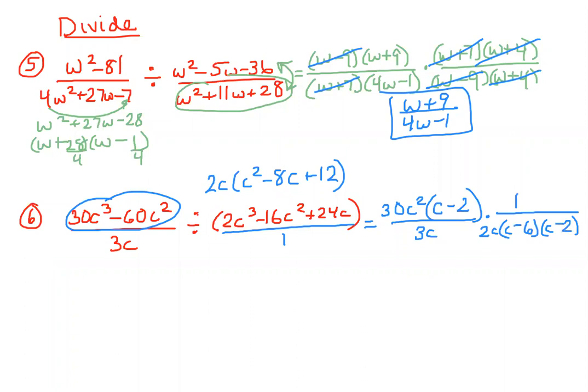And what can we cancel? C minus 2, C minus 2. We can say 3 goes into there once, 3 goes into there 10. 2 goes into there once, 2 goes into there 5. This C can cancel with one of those. And in the numerator, we're left with 5C. And in the denominator, oh, look, I have another C. So that C can also cancel with that C. So in the numerator, we're left with just 5. And in the denominator, we're left with C minus 6. And that's our answer.